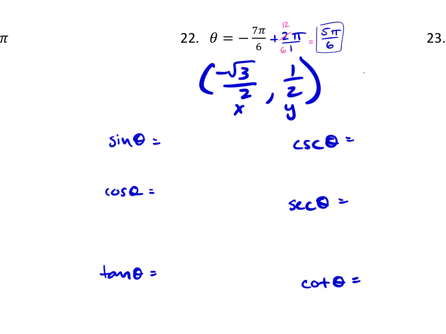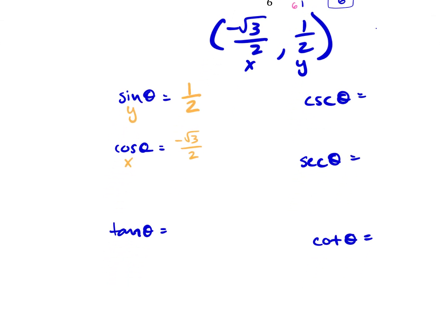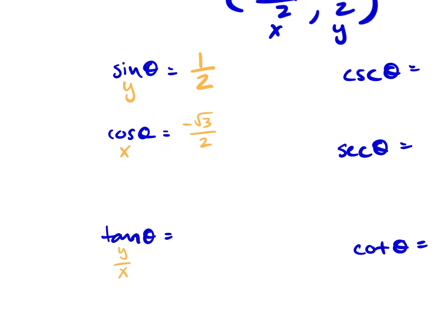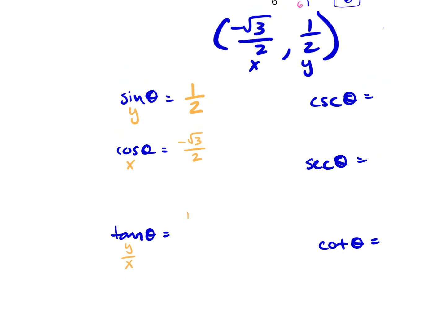So sine tells us we look at what? The y. What's our y value? 1/2. Perfect. Cosine tells us we look at what? The x. So our x would be negative square root 3 over 2. Tangent, we look at what? All right, so y over x for tangent. So we have 1/2 over negative square root 3 over 2.